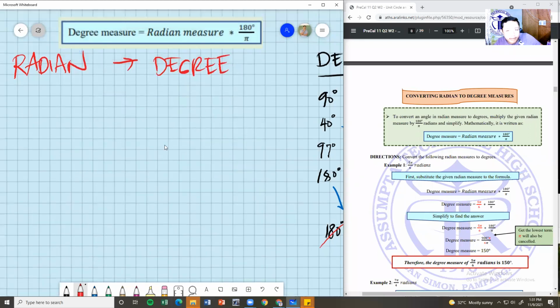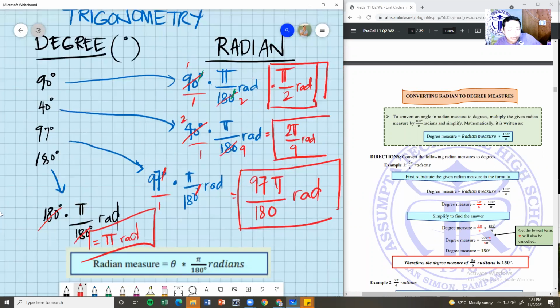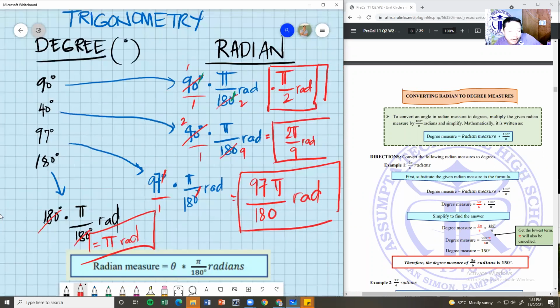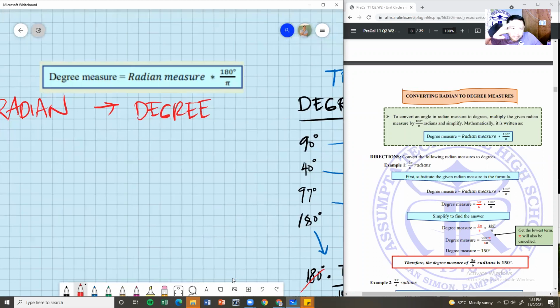Okay, going back to our degree measure, look at it. Degree to radian, you need to multiply your degree by pi over 180. In this case, you need to multiply your radian by 180 over pi. So get the reciprocal of the pi and 180, 180 over pi, and that is for your degree measure.